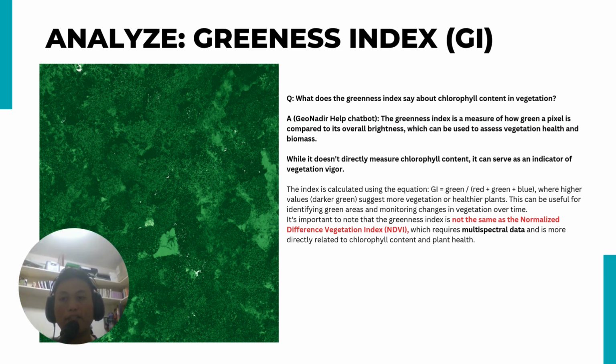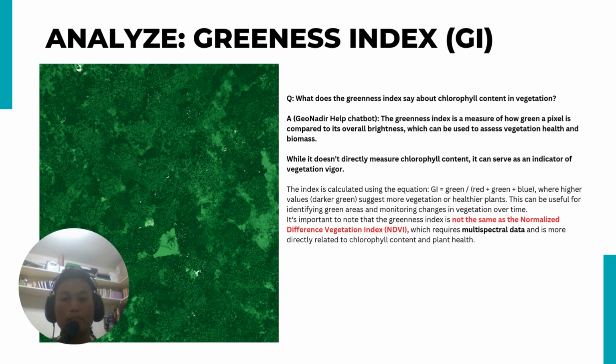Another way to analyze a forest dataset is to use the greenness index or GI. This tool can be used to determine vegetation vigor in the forest. This index is different from the more well-known NDVI or normalized difference vegetation index. An expensive multispectral camera is needed to collect the necessary bands to compute this index.